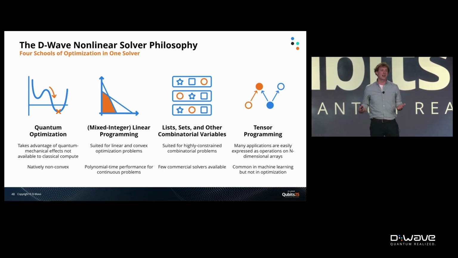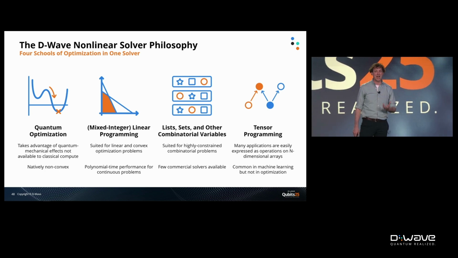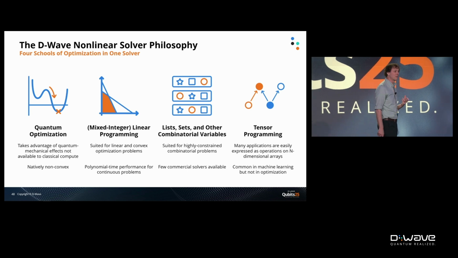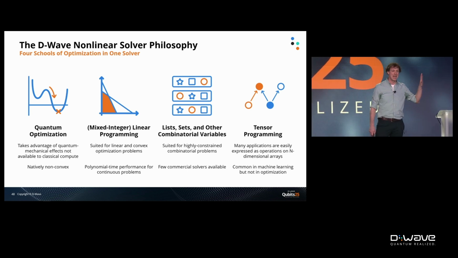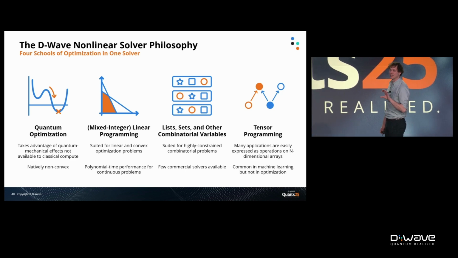Okay, so our nonlinear solver is combining all of these four streams. It's not only a hybrid solver in the sense of being a quantum classical hybrid solver, it's also a hybrid in that we are bringing the best of many different expert areas of optimization into one platform. And that's really how we get the benefits and the performance that we get.